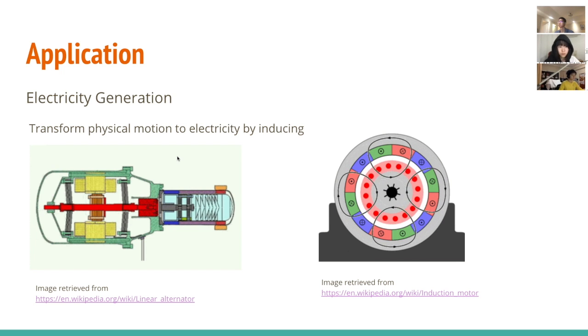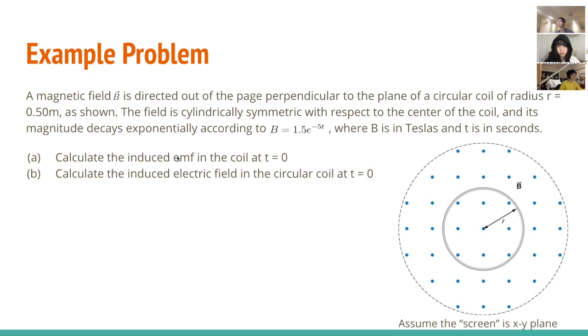Next, we'll show an example problem that uses the equations that we discussed. Here is a magnetic field directed out of the page, perpendicular to the plane of a circular coil of radius 0.5 meters, as shown. The field is symmetric with respect to the center of the coil, and it's decaying exponentially according to this equation here, where B is the magnetic field in teslas and t is in seconds. We want to calculate in part A the EMF and in part B the electric field of the coil at t equals 0.